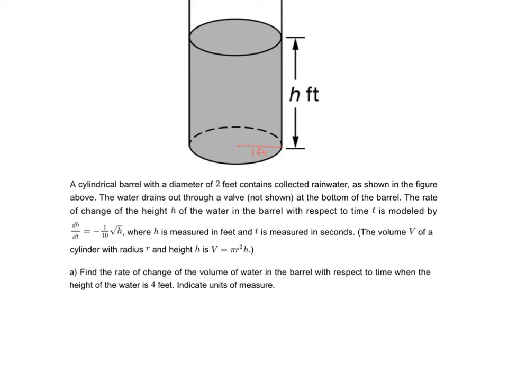The rate of change of the height of the water in the barrel with respect to time is modeled by that equation, dH/dt equals negative 1/10 square root of h, where h is measured in feet and t is measured in seconds. The volume V of a cylinder with radius r and height h is V equals pi r squared h. Find the rate of change of volume of water in the barrel with respect to time when the height of the water is 4 feet.